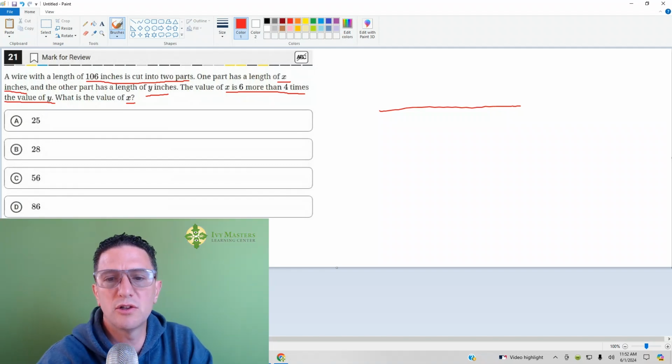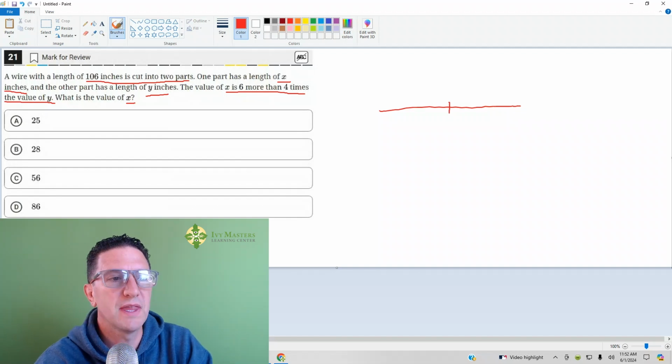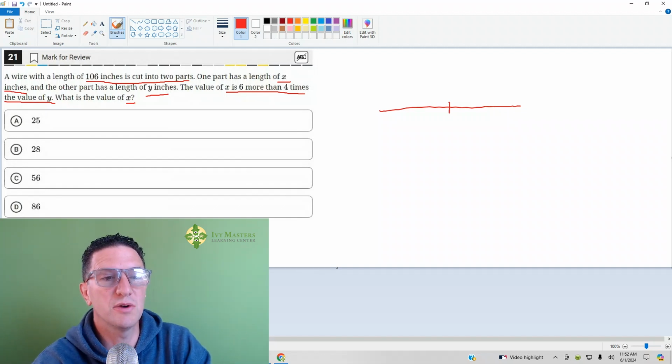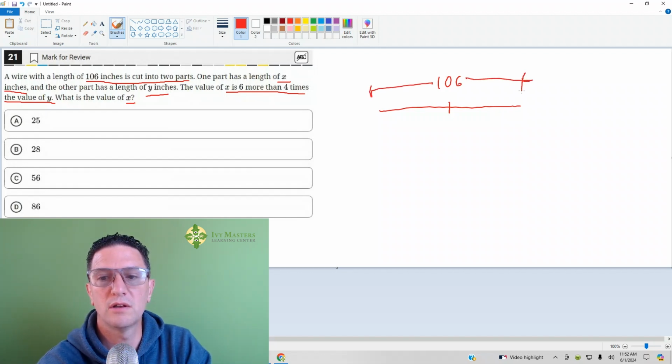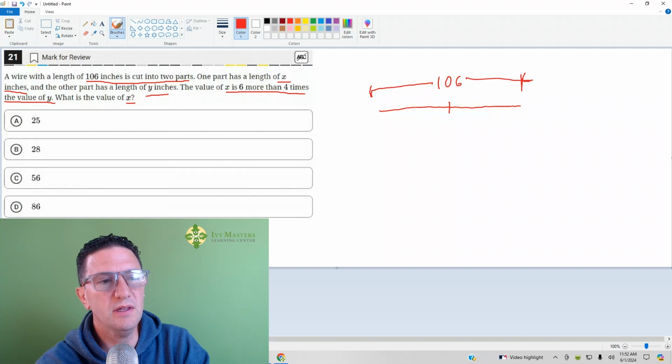So it says it's cut into two parts. I'm just going to put a line there. And it says it has 106 inches. So that must be the total length here to here. Okay. One part's X, the other part is Y.